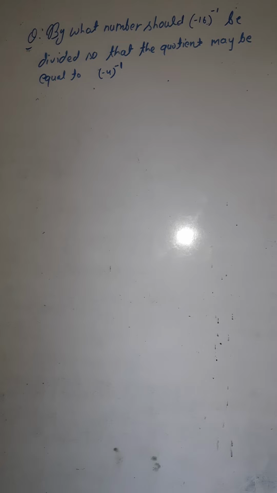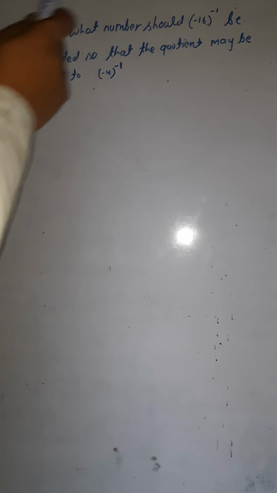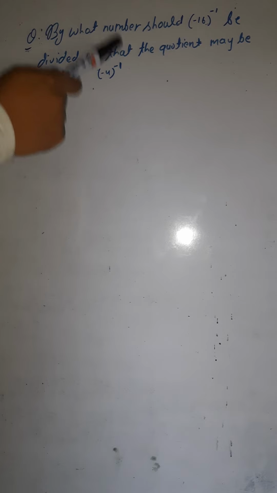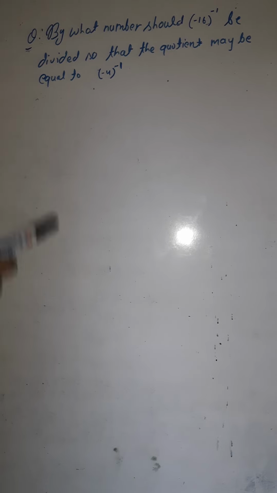And now this is the next question for you, which you have to solve on your own. Question is, by what number should minus 16 raised to the power minus 1 be divided so that the quotient may be equal to minus 5 raised to the power minus 1? Try to solve it on your own.